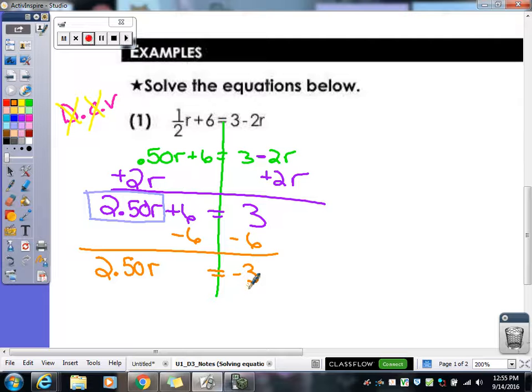Again, we did an addition, we did a subtraction. Now we got to get rid of this 2.50 in front of the R. Remember, this is an imaginary multiply. The opposite of multiply is divide. We're going to divide both sides by $2.50. So I want you all to do that in your calculator on your own. -3 divided by 2.50. Tell me the answer. What is it, hon? -1.5.